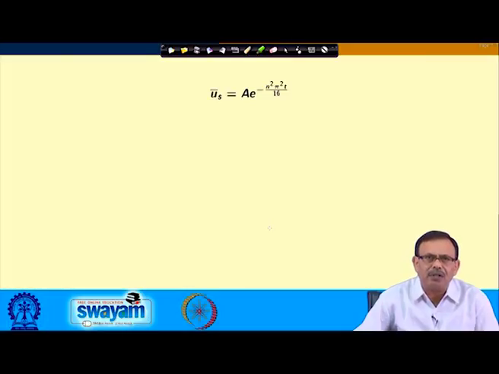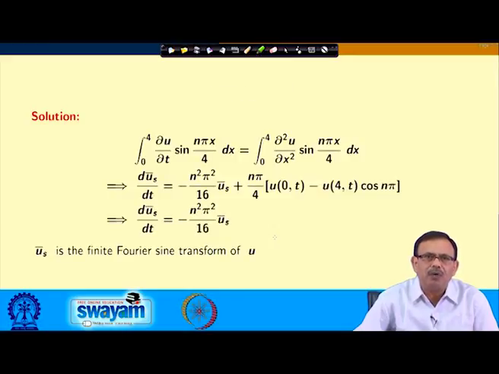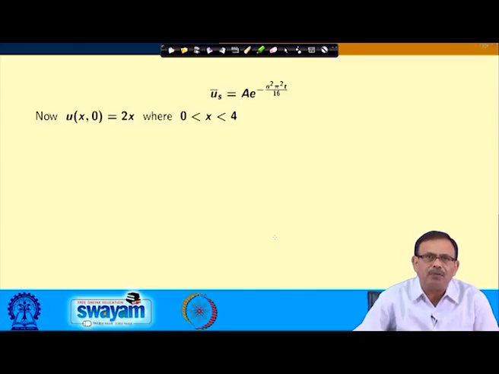Once I get this, I can obtain u bar s equals some constant a into e to the power minus n square pi square t by 16. This is the solution of the ODE which I obtained over here, that is d u bar s dt equals minus n square pi square by 16 into u bar s. So, I have to find the value of a. I know u(x,0) equals 2x when x lies between 0 to 4.